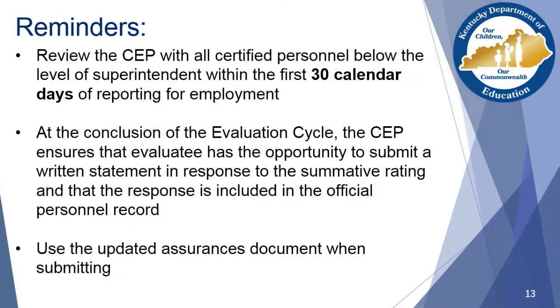At the conclusion of the evaluation cycle, the CEP must also ensure that the employee has an opportunity to include a written statement or response to their summative rating, and that will be included in their official personnel record. This is separate from the appeals process, so make sure that it's included within the body of the Certified Evaluation Plan. Most districts have solid appeals processes currently in place that have not changed over time, but this is a new addition to the body of the CEP that must be included.